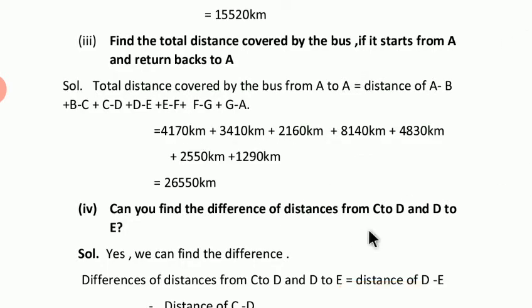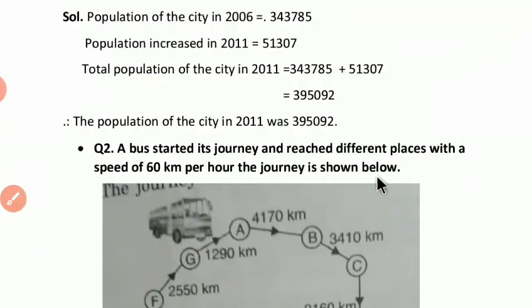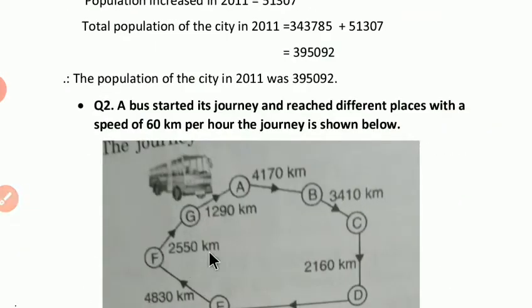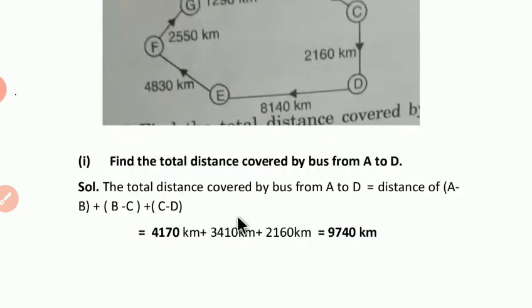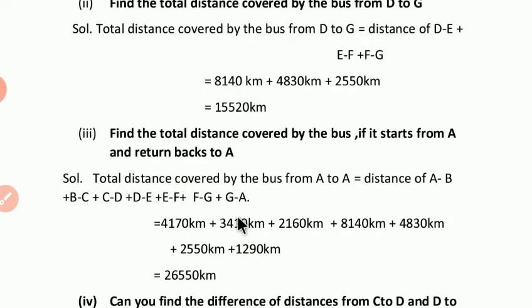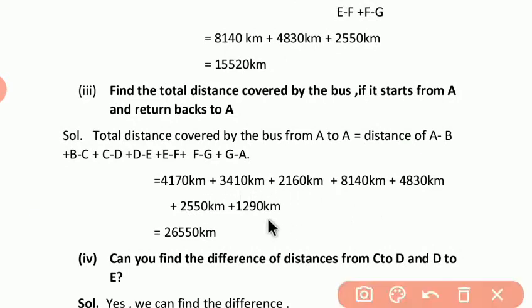E to F is 4830 km. Then F to G is 2550 km and G to A is 1290 km. Now we have to add all the distances. If we add this, we will get 26,550 km. So this is the total distance covered by the bus if it starts from A and returns back to A.